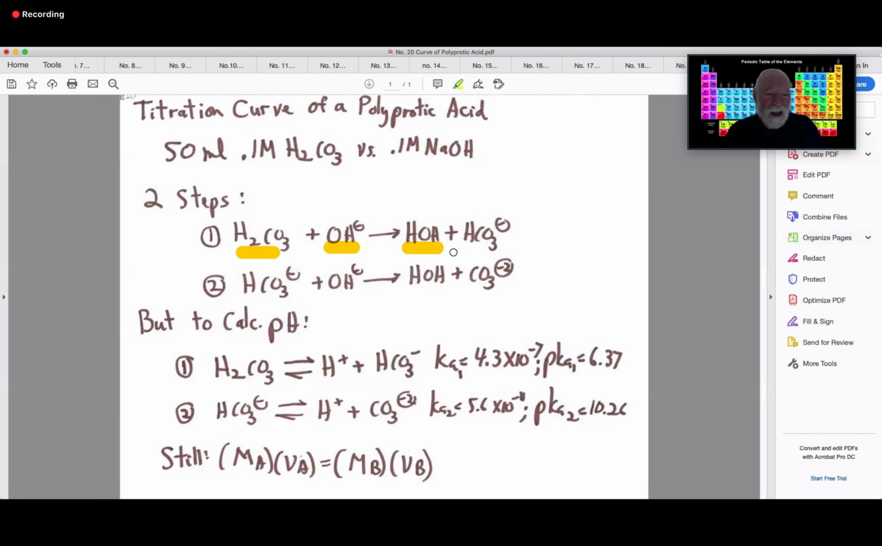Now, after it does that, what are you left with? You're left with hydrogen carbonate. Now, hydroxide is greedy. It wants to form more water. So here comes step number 2.